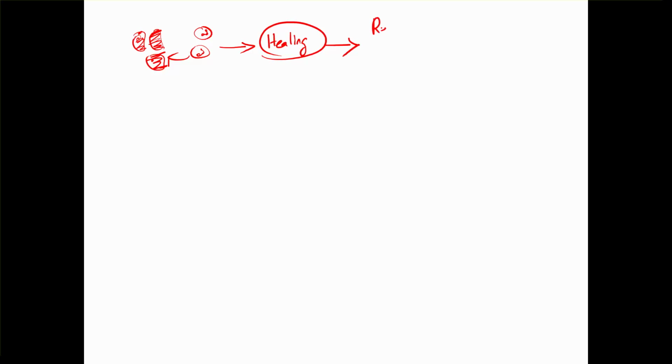So far you must know that if there is an injury, for example, there is cell death, the cells are all dead, and this has to be removed by the inflammation. Then we have inflammatory cells, neutrophils, which will come and remove this area. After that, the healing starts. Healing may be of two types: it could be regeneration or it could be repair.